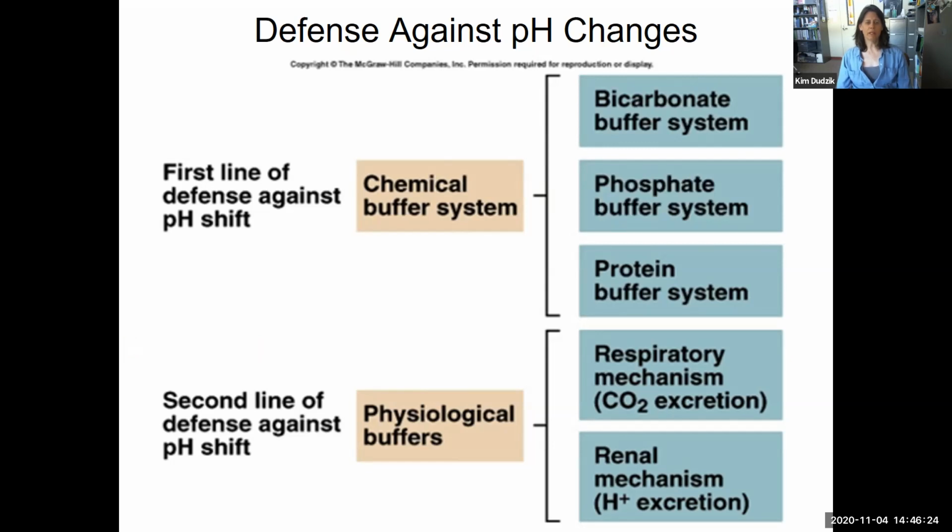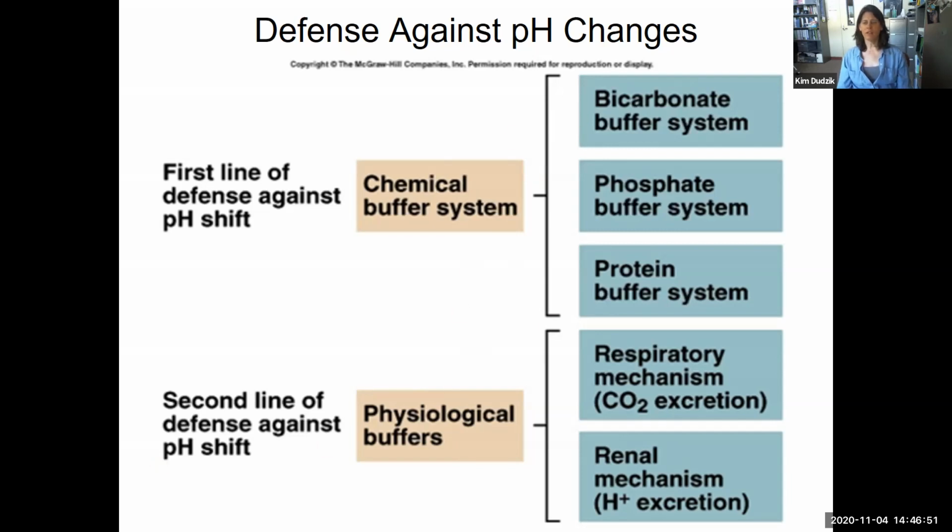Phosphates are most abundant inside of the cell, and so it's a good intracellular buffer. It ends up being a urinary buffer as well, because we tend to consume more phosphate than is actually needed. And so it ends up getting filtered by the kidney for excretion. So it can actually buffer the urine itself. Okay, so those are the main chemical buffer systems.